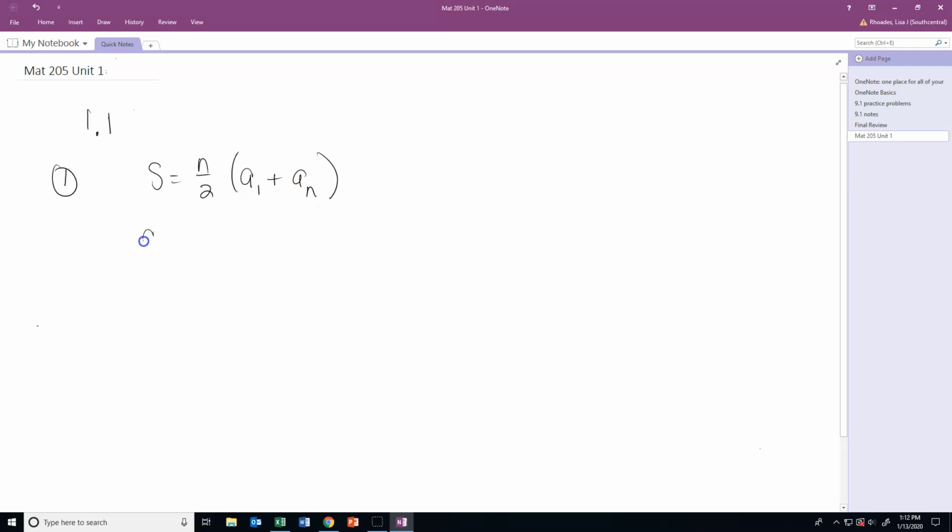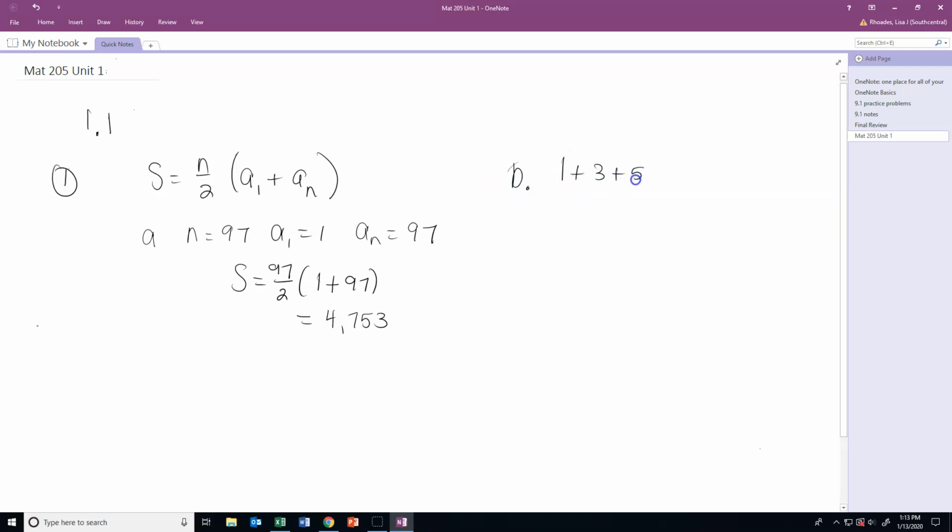So in A, you're adding up all the numbers from 1 to 97. So N is 97, A1 is 1, and AN is 97. To get the sum, you would take 97 divided by 2, first term is 1, last term is 97. So we end up with 4,753.